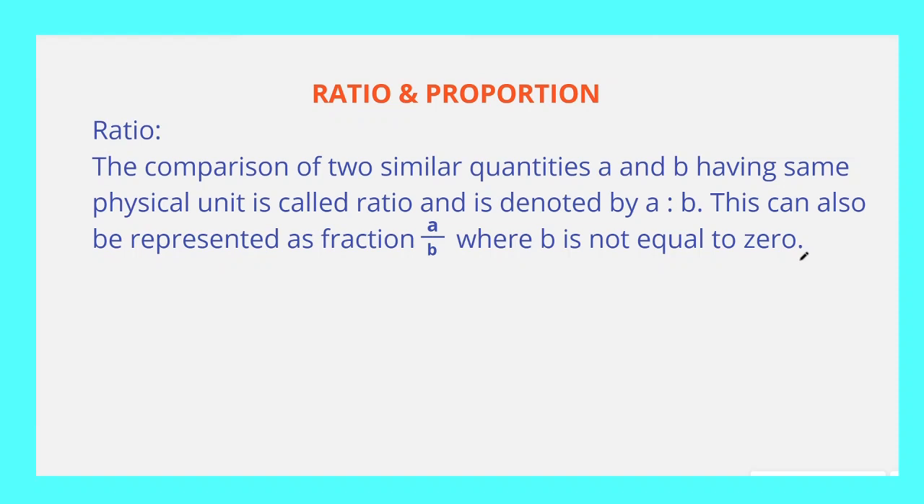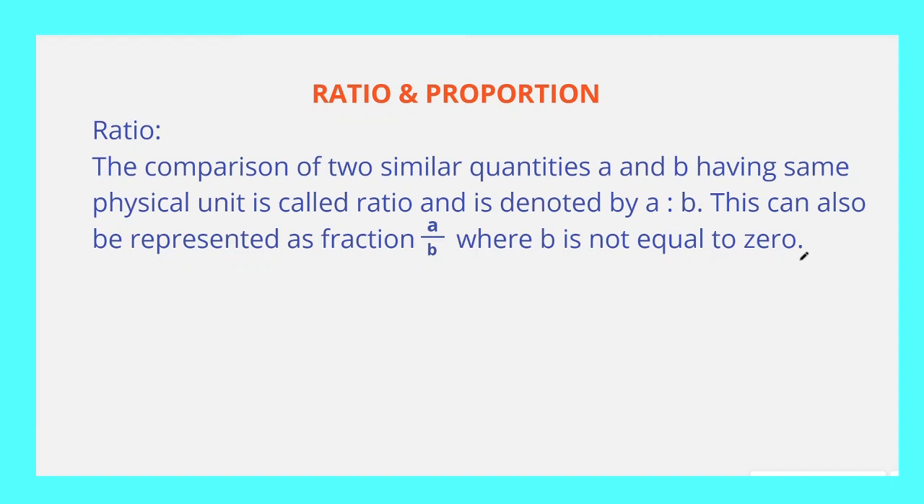Now here the important thing is the same physical unit. It means that both A and B should be the same kind of quantities. Like you cannot compare length with weight or mass. Length has to be compared with length, mass with mass, and speed with speed. It means that the same physical quantity has to be compared. And it's also important that the unit of the quantity should also be the same.